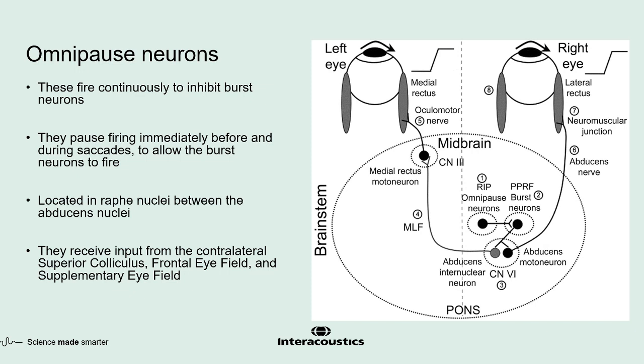And generating a saccade largely starts with all that machinery, all those different pathways that we described thus far. It starts with you taking your foot off the brake, which basically means we need to inhibit omnipause cells to allow the burst neurons to come to threshold. These omnipause cells pause firing immediately before and during saccades to allow the burst neurons to come to threshold and fire. They're located between the abducens nuclei, next to the cranial nerve 6 nuclei, and they receive input from the contralateral superior colliculus, from the frontal eye field, and from the supplementary eye field.